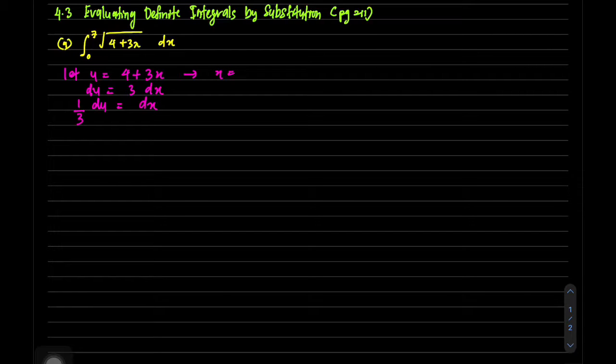Therefore, when your x is equivalent to 0, your u is equivalent to 4 plus 3 times 0, therefore is equivalent to 4. When your x is equivalent to 7, then your u is equivalent to 4 plus 3 times 7. Since our dx is equivalent to 1 over 3 du, so we put 1 over 3 in front, then we can put that du at the back. 4 plus 3x is equivalent to u, then this one will become square root of u.